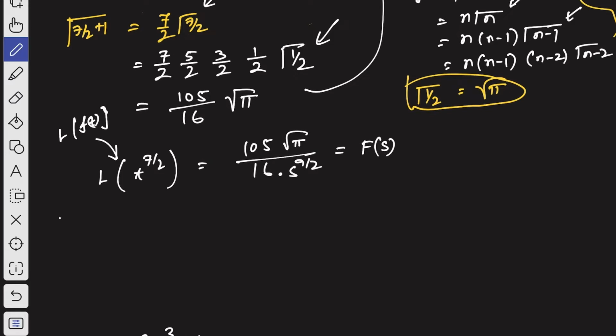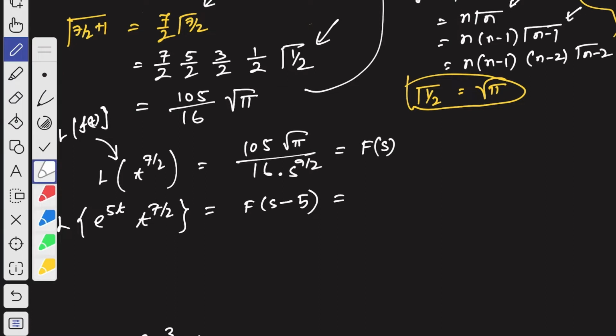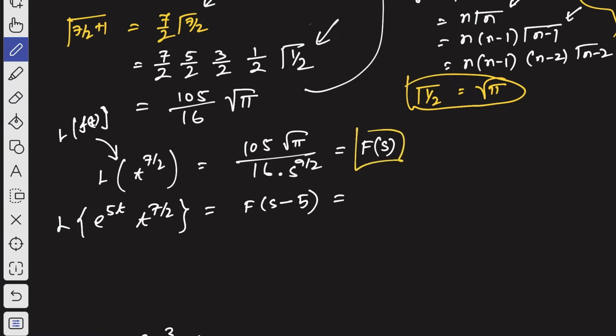Then Laplace transformation of e to the power at into f of t. That means in our case we can write e to the power 5t t to the power 7 by 2 is equal to F of s minus a, here a is 5, okay, so F of s minus 5. So if you can see, if F of s is equal to this one, then F of s minus 5 will be, this s should be replaced by s minus 5. So hope you have understood this.